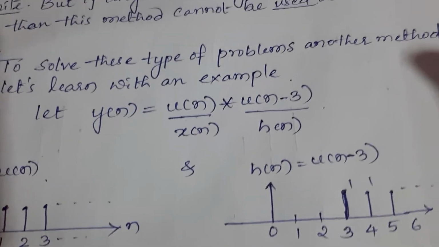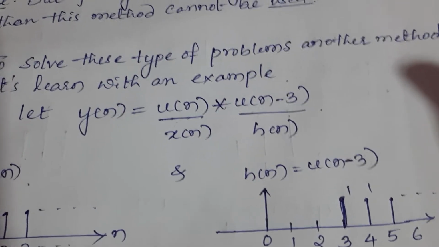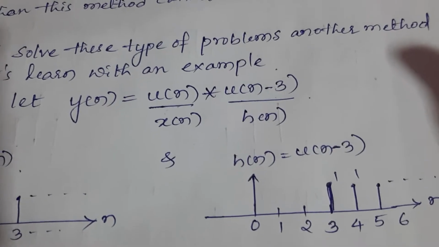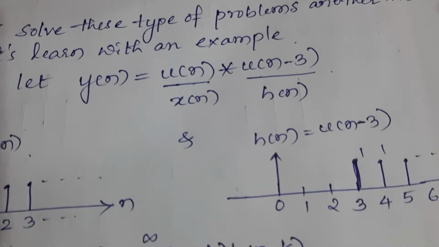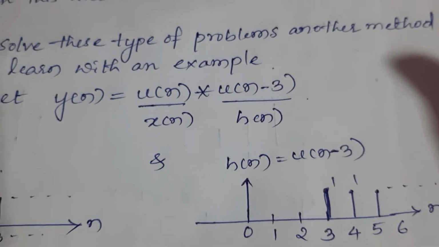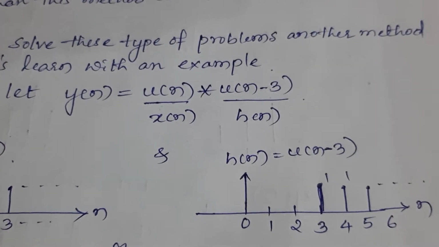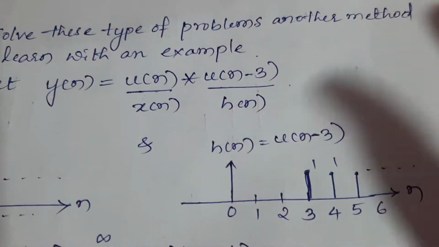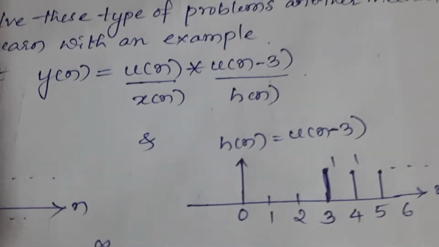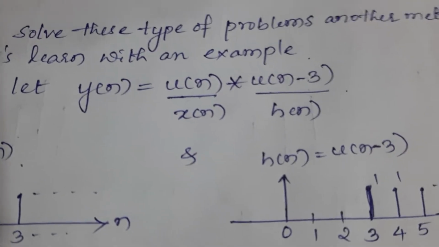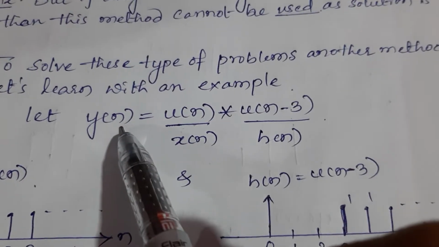Now let's see the convolution problems where any one or both the signals are infinite in nature. Infinite in the sense they run from minus infinity to plus infinity, or from 0 to infinity, or from any fixed value to infinity.